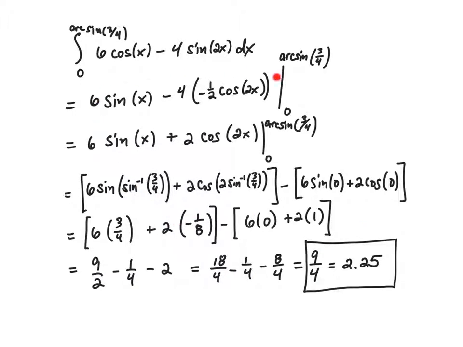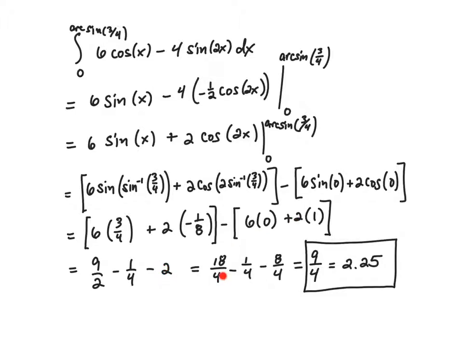So this is work we'd already completed. So 6 times, let's see, sine of arcsine of 3/4 would be 6 times 3/4. These are inverse functions. We already computed that the cosine of 2 arcsine was minus 1/8. So 2 times minus 1/8. So that's this definite integral computed. Now sine of 0 is 0. So 6 times 0 plus 2 times cosine of 0, which is 1. So we'll have, let's see, 6 times 3/4 is 18 over 4, which is 9 over 2. Minus 2 times 1/8 is 2 over 8, which is 1/4, so minus 1/4. And then that's a 0, and we get a minus 2.